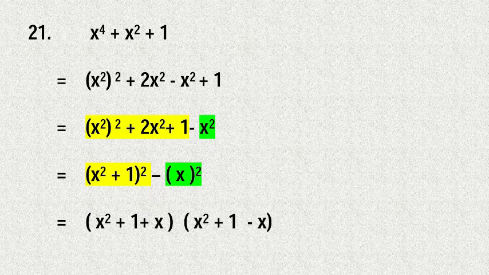Now we have the equation in the standard form, (x² + 1)² − x², a² − b². A + b is x² + 1 + x, and a − b is x² + 1 − x.